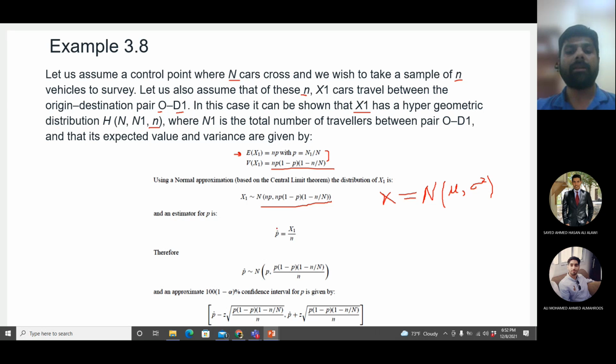Now p is the actual proportion of travelers who are traveling between O and D1. And what is the proportion of travelers who are traveling between O and D1 in the sample? That is this one. So you can see x1, the number of people who travel between O and D1 in the sample, and small n is the total number of cars you have interviewed in the sample.